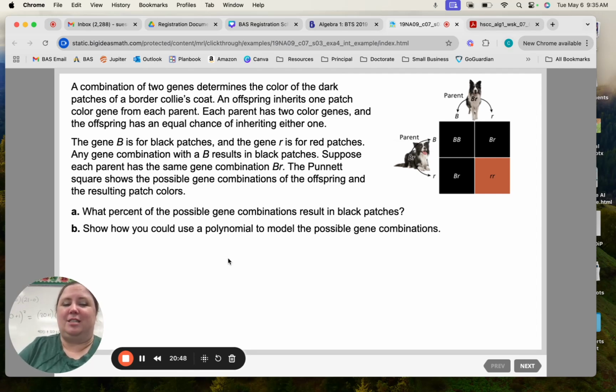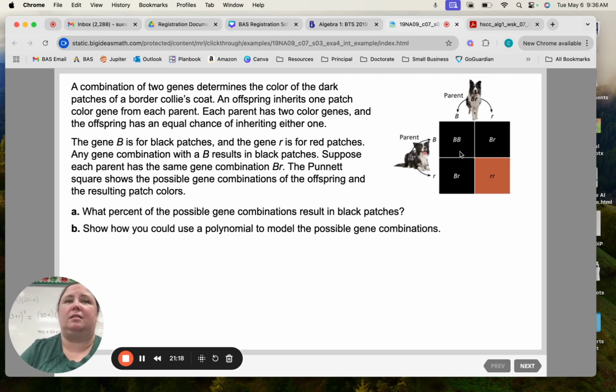Suppose each parent has the same gene combination BR. The Punnett square shows the possible gene combinations of the offspring and the resulting patch colors. What percent of the possible gene combinations result in black patches? 75%. That was easy. Why? Because it's 3 out of 4, 75%. Show how you could use a polynomial to model the possible gene combinations.